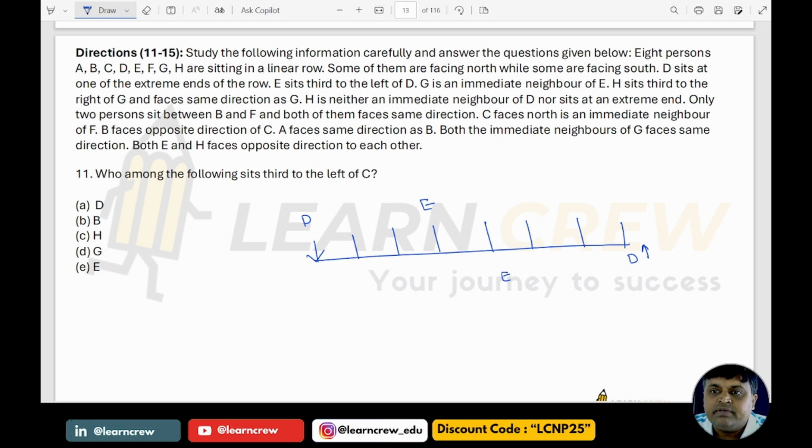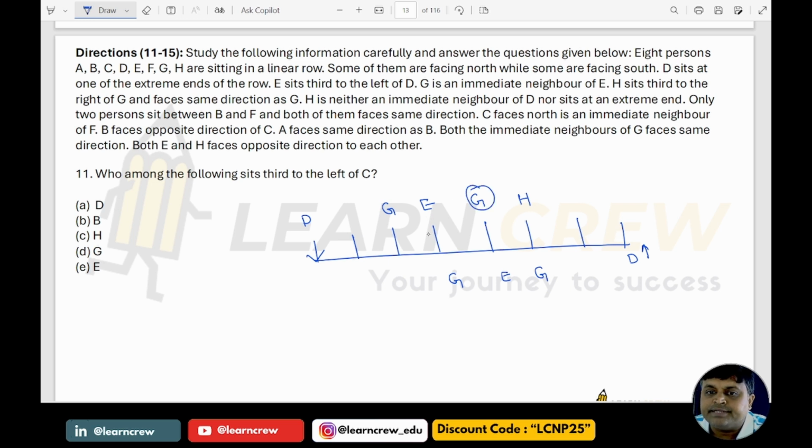Now what else we have? G is an immediate neighbor of E, so G can be either here or here. In this case, G can be either here or here. H sits third to the right of G. H sits third to the right of G means if G is here and facing north, H would be here, first, second and third. For example, if G is here, first, second and third, H would be here.